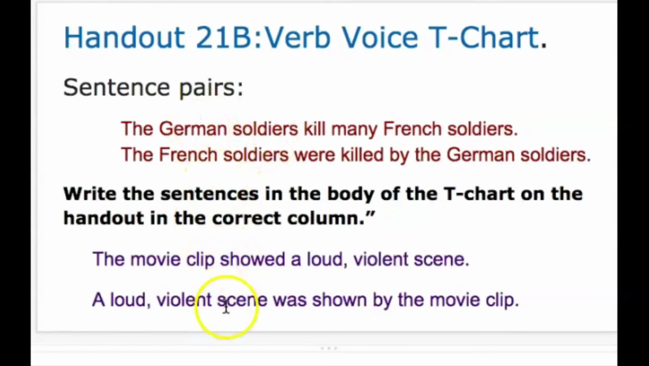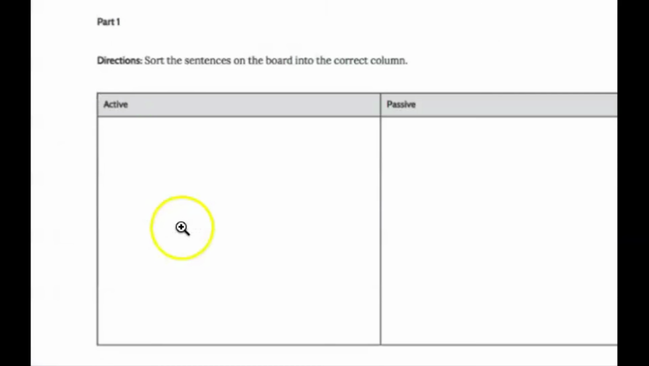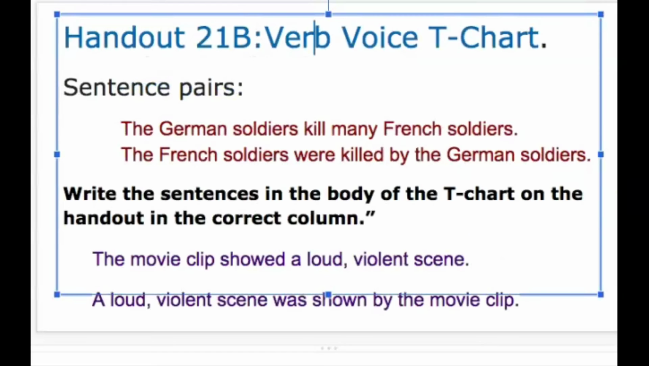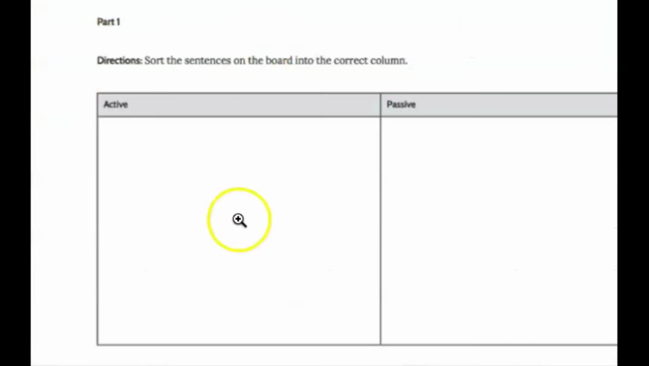So look at these sentence pairs. The German soldiers kill many French soldiers. The French soldiers were killed by the German soldiers. Write these sentences in the appropriate spacing on your T-chart. So in other words, which one of those phrases is active and which one is passive? The movie clip showed a loud, violent scene. A loud, violent scene was shown by the movie clip. Which one is active or passive?